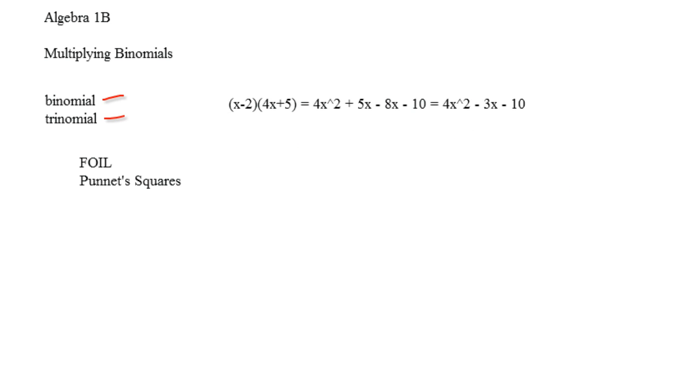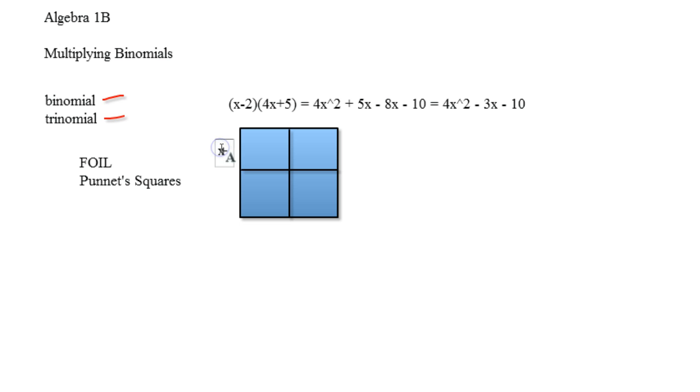Now, for the other way, if we make our actual square, okay, like I said before, you can write the terms wherever you want. For example, I'm going to do mine on the left and on the bottom, just because I'm out of room. So this would be x, this would be minus 2, this would be 4x. You can put the plus 5 if you want. I would just put a 5 for the sake of it.